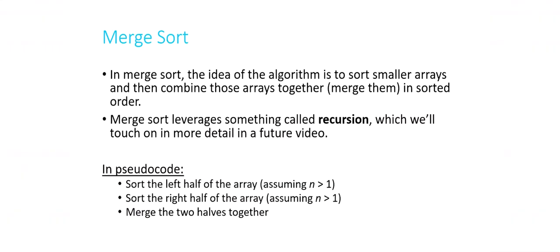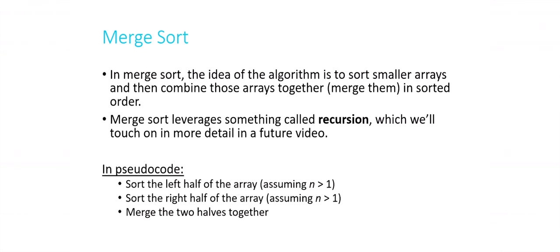Now in merge sort, the idea is to sort smaller arrays and then combine those arrays together, or merge them, which is the name of the algorithm itself, in sorted order. So instead of thinking we have one 6-element array, let's think that we have 6 1-element arrays, and then let's just recombine them in the correct order and merge them together. That would be one way to sort it, and that's what merge sort does.